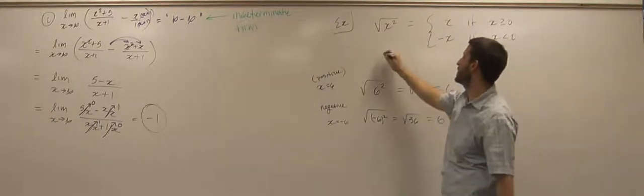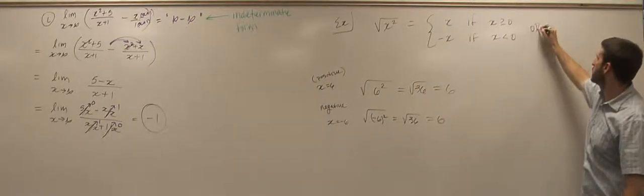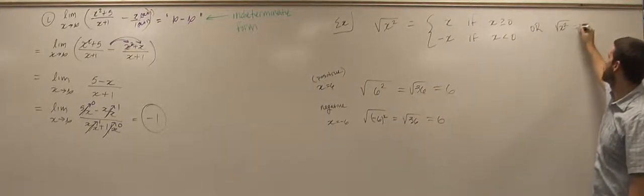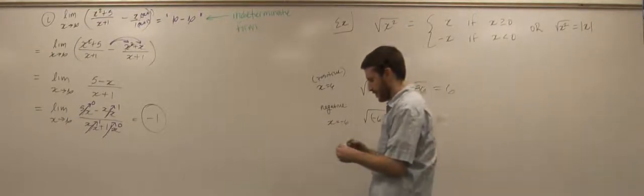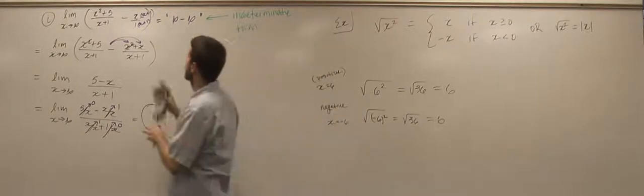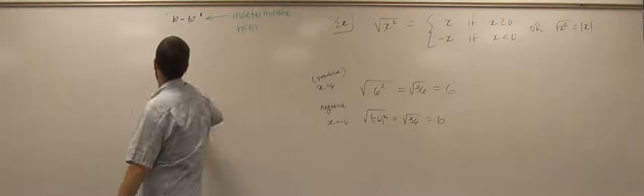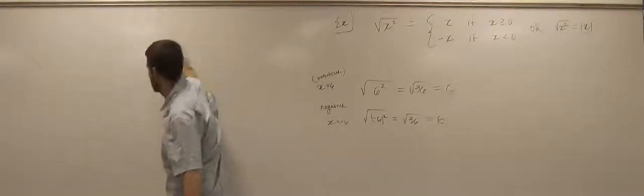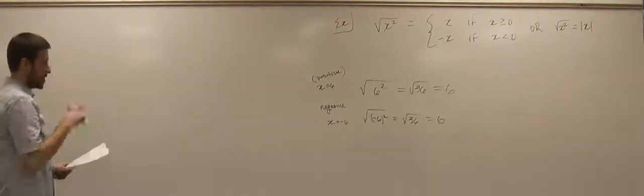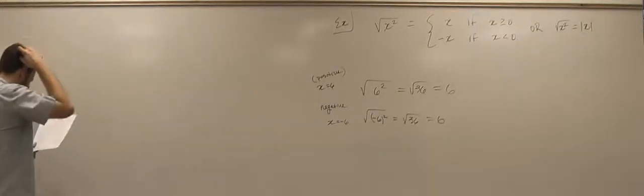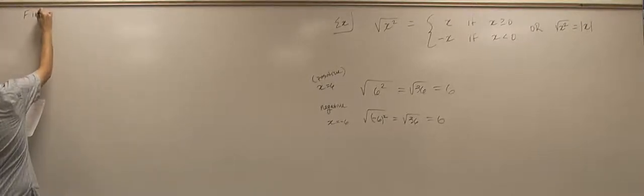Another way of writing this is saying that root x squared equals absolute value of x. Okay, that's an equivalence. I'm telling you this because it's going to help us with a very tricky type of limit. It's similar to the limit I ended with last time. So we'll find each limit.